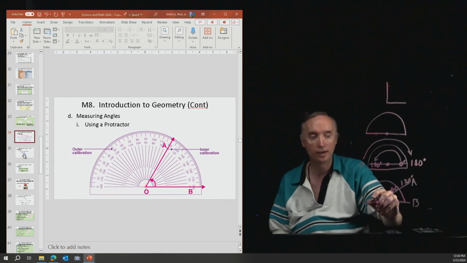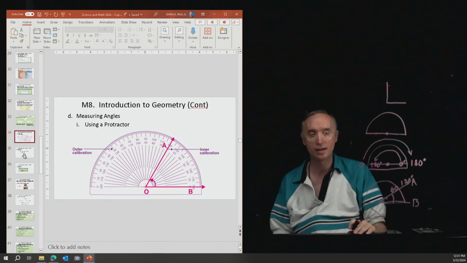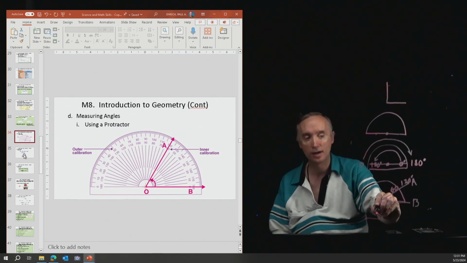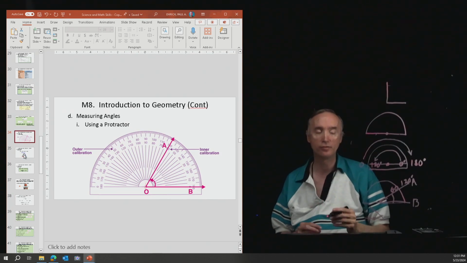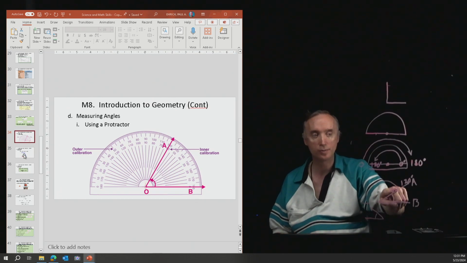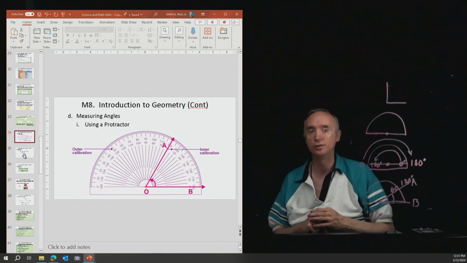Now, if on the other hand you were measuring an angle that was like this, then you want to use the other set of numbers. In that case, you would want to use the outer set of numbers if you're measuring this angle. So be careful about which set of numbers you're using. In general, always use the smaller set of numbers. If you've got a choice between two numbers, pick the smaller of the two, and that way you'll get the right angle.